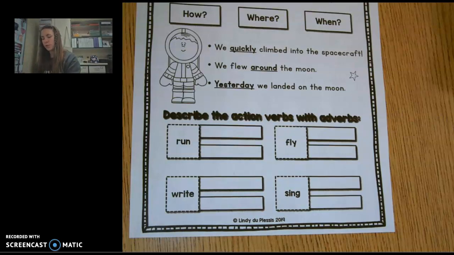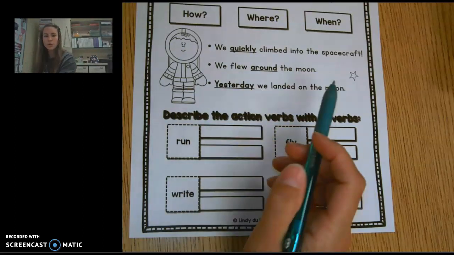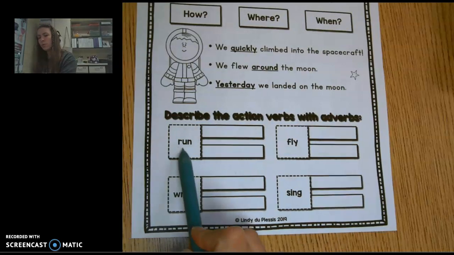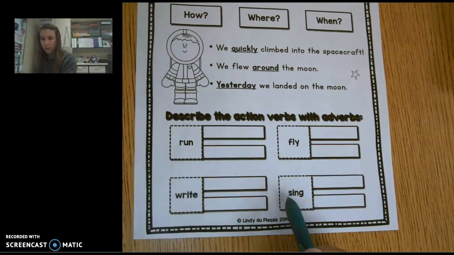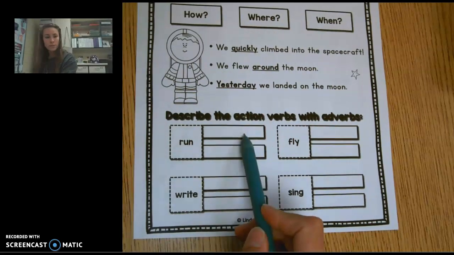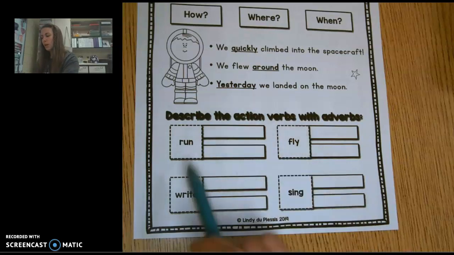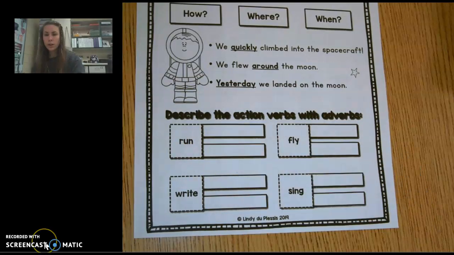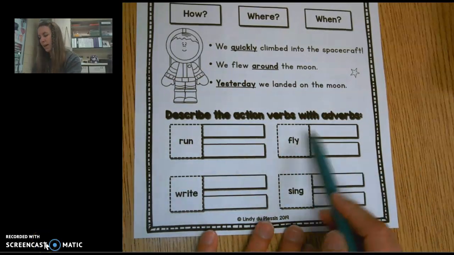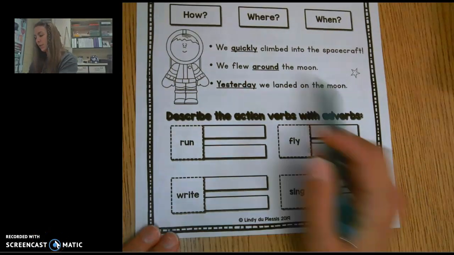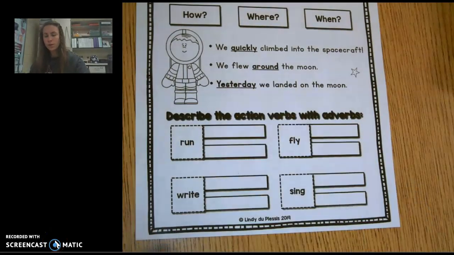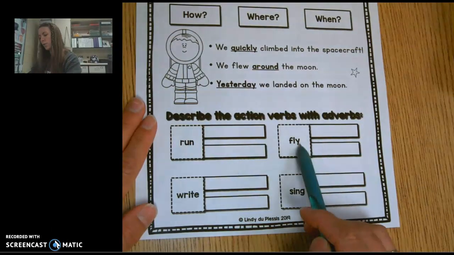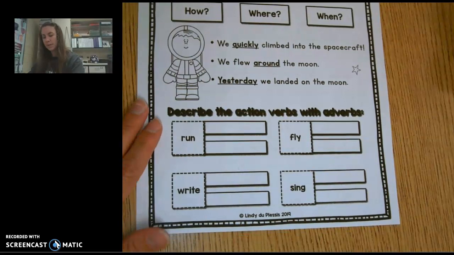So down below, you are going to describe these verbs with adverbs. So you're going to be answering the how, where, or when questions. So the verb run, you could answer how did they run? Quickly, slowly. Fly. You could say how, when, or where did they fly? You could say they would fly quickly. You could say that they would fly around something. So any word that kind of tells more about your verb, fly.